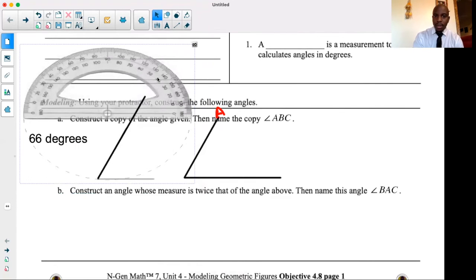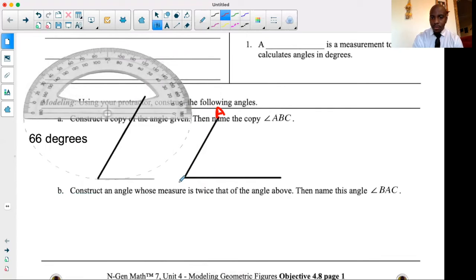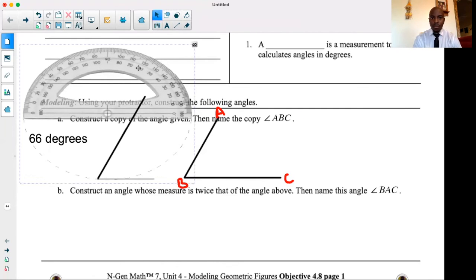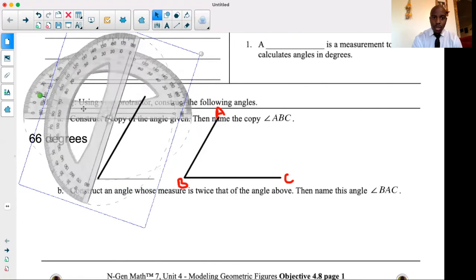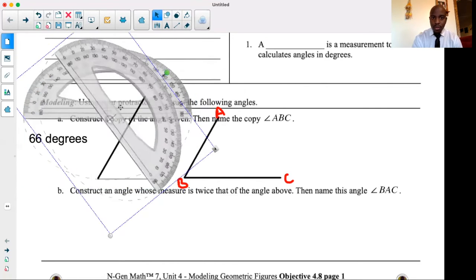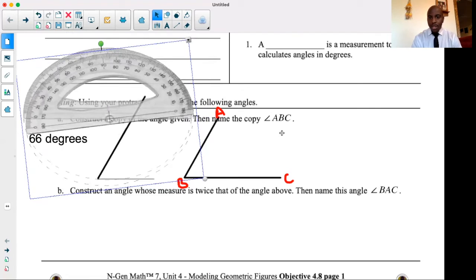I think I did something here. Let me B and then C. Okay. So that is how we make our angle. Now I actually may have taken a picture of this thing here because I don't know. I just have it in copy mode. Cool. All right, so that's how we copy it.